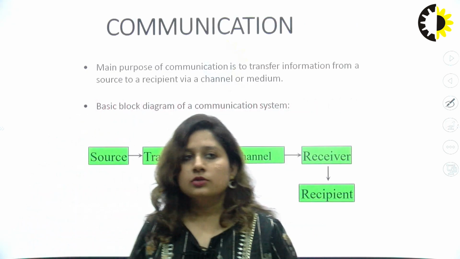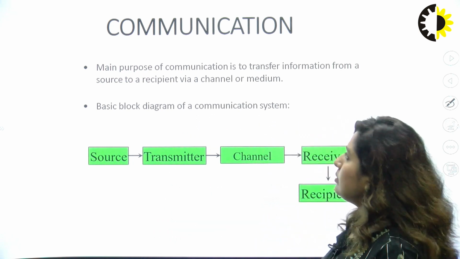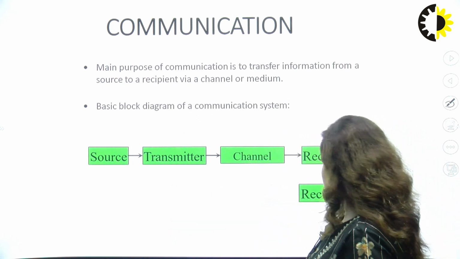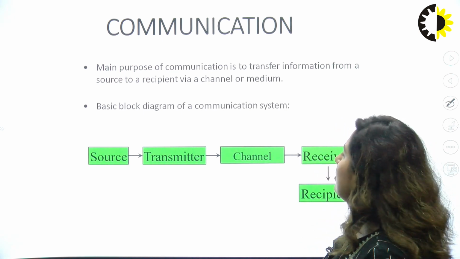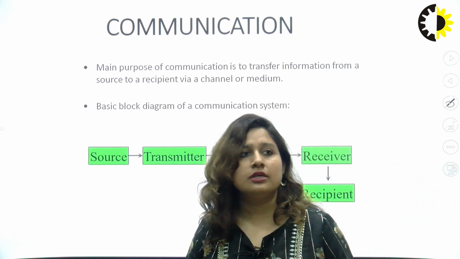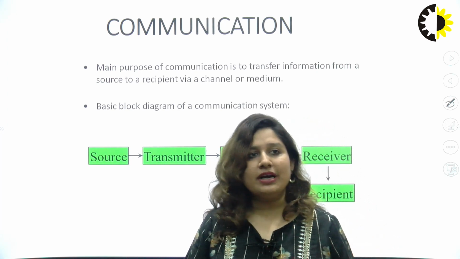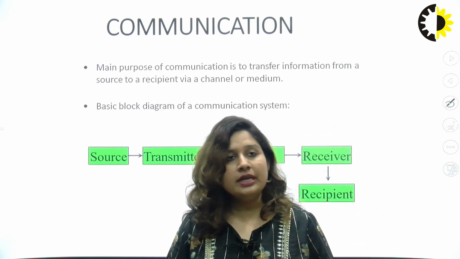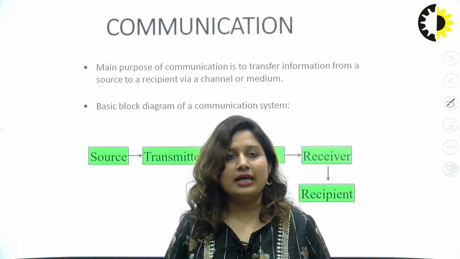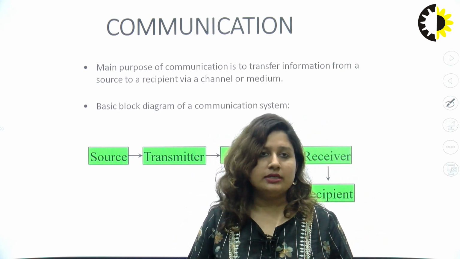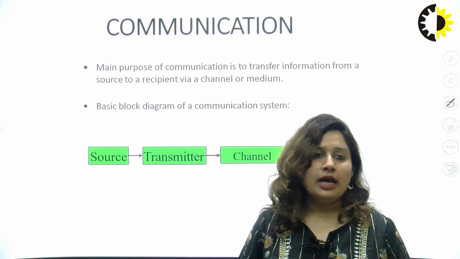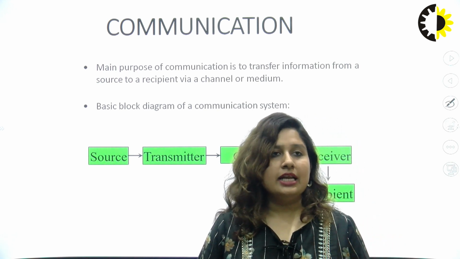techniques. So before going into the modulation techniques, we want to know what communication is. Basically the main purpose of communication is to transfer information from a source to a recipient via a channel or a medium. So in any communication system, either analog or digital, we require three important blocks, which are the source or the transmitter, the channel and the receiver.